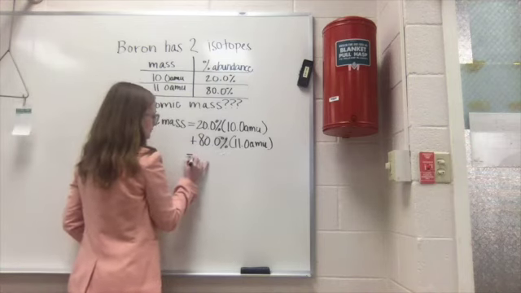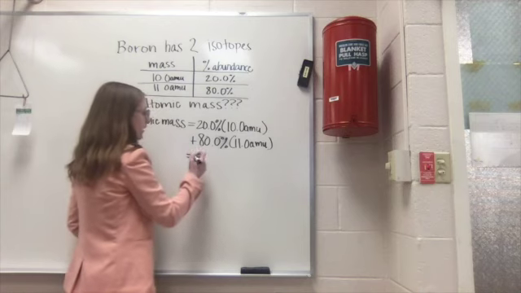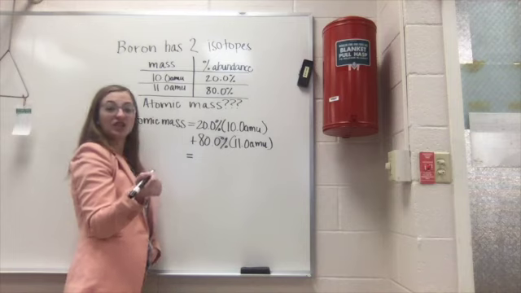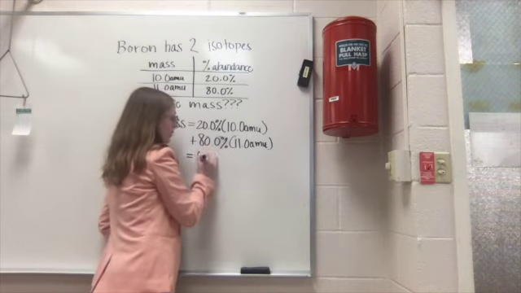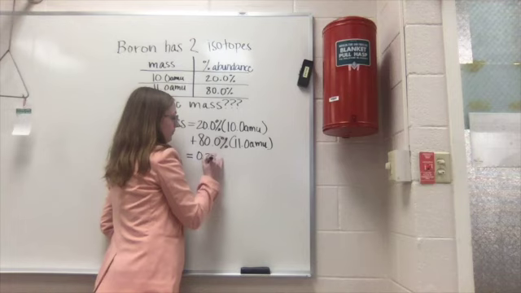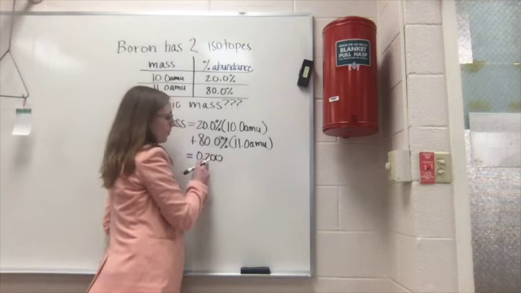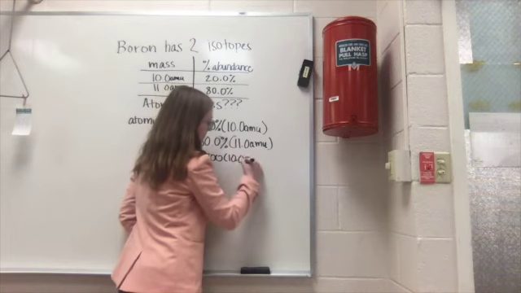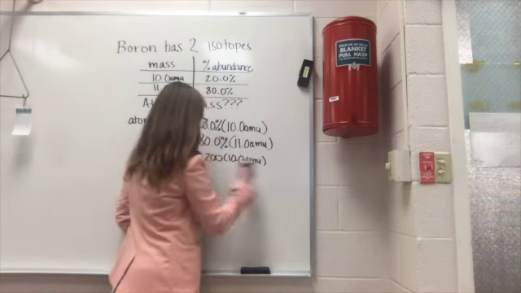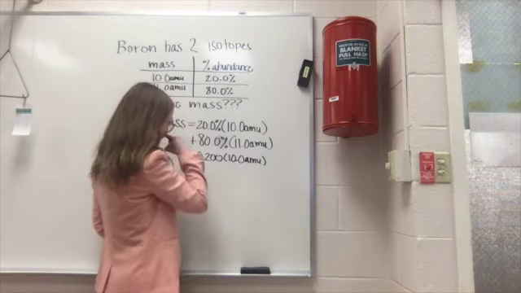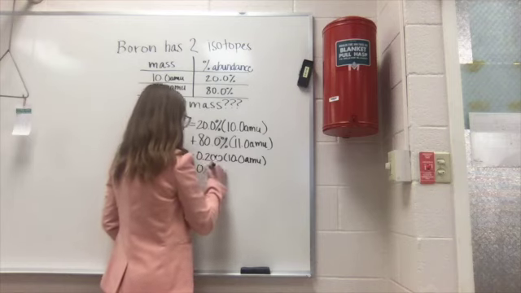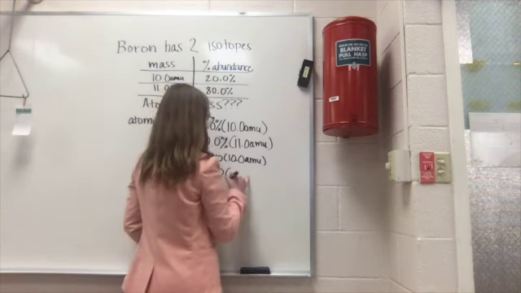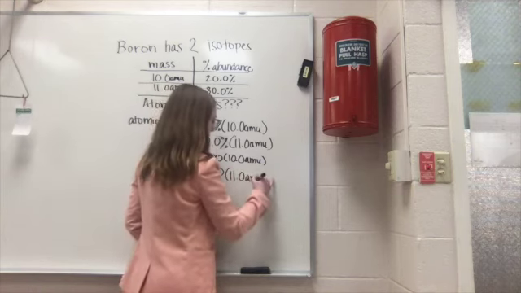11.0 mass. So to do percentages, we always have to convert them to decimals before we can actually do some math with them. So if I wanted to do math with them, I would divide by 100. So now I have 0.200 times 10.0 AMU plus 0.800, remember I'm just dividing by 100, times 11.0 AMU.